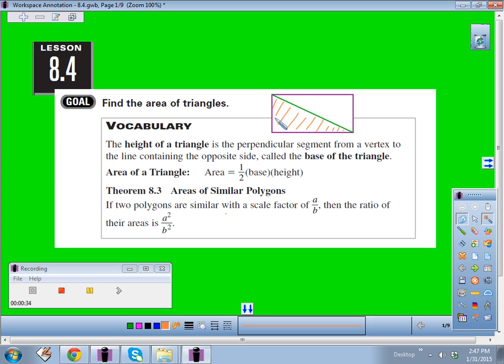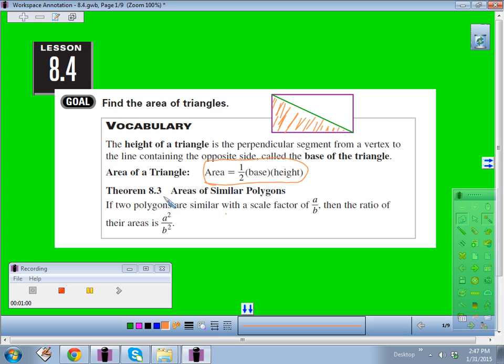Okay? If that triangle is half of that rectangle. So here, that's where that formula comes from. So if you can't remember the formula, this is where it comes from. The diagonal drawn in this rectangle forms a triangle, and it ends up being half of the area of the rectangle. So the area formula for a triangle is 1/2 base times height.